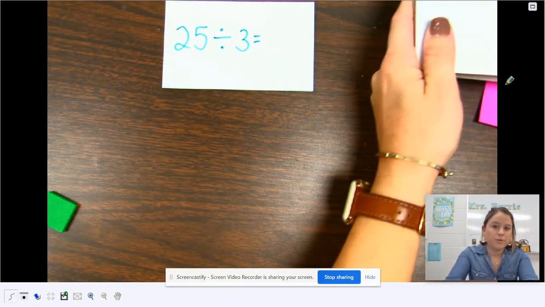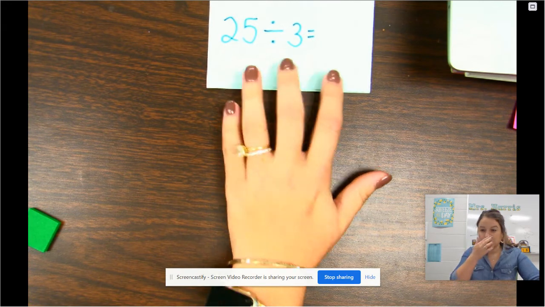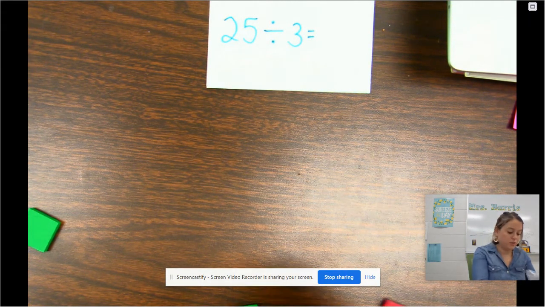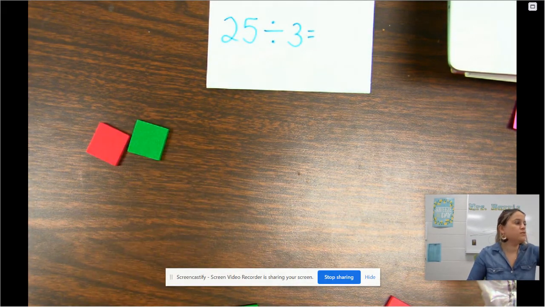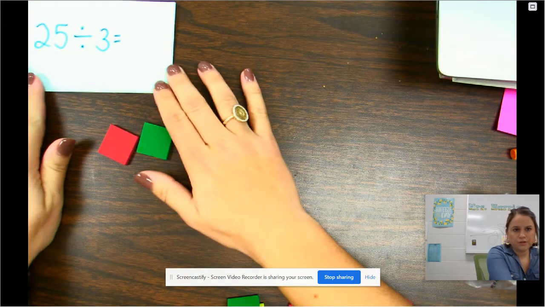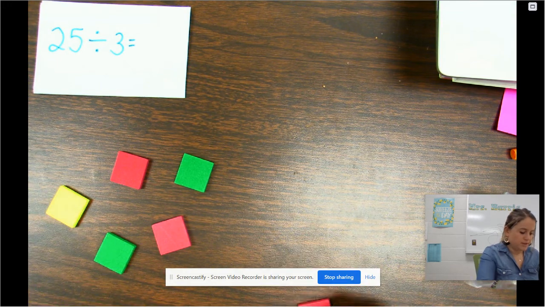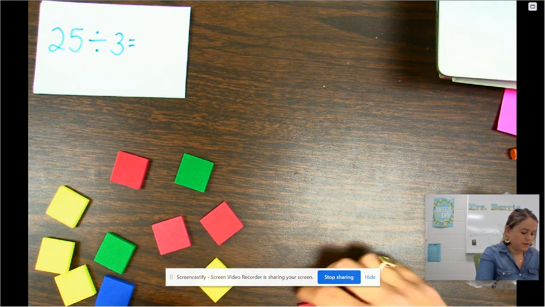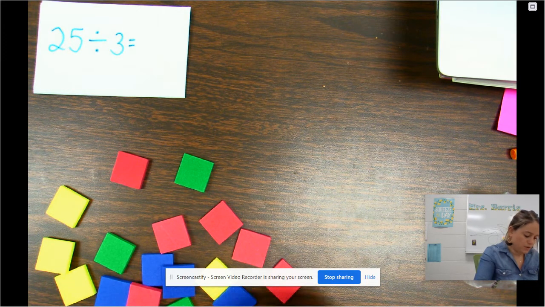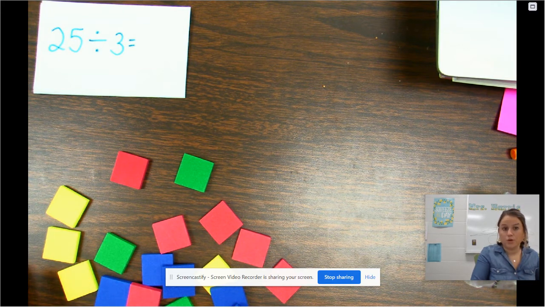Okay, so we'll start with this first one. This is 25 divided by 3. We can use counters to represent what's going on here. We've been practicing that a lot. So I'm going to start with 25. I'm going to count out 25. Let me zoom out a little bit so you can see. 25 divided by 3. So 1, 2, 3, 4, 5, 6, 7, 8, 9, 10, 11, 12, 13, 14, 15, 16, 17, 18, 19, 20, 21, 22, 23, 24, 25. Okay, so I have my 25. You guys are just watching this one. The next one you'll go ahead and do.